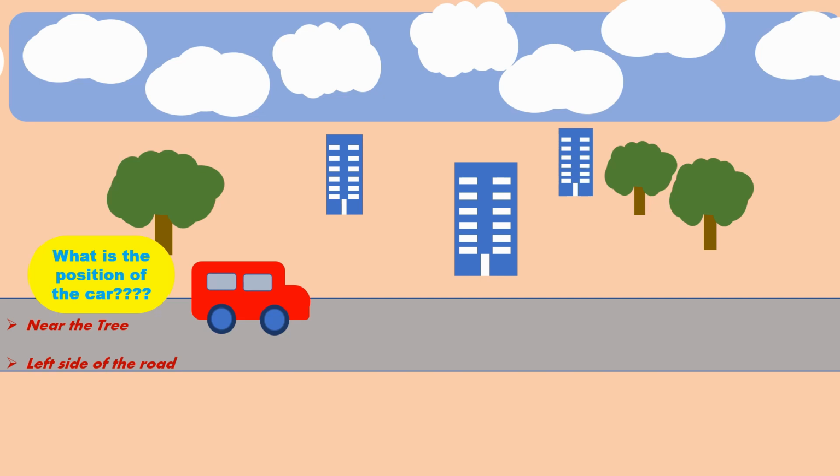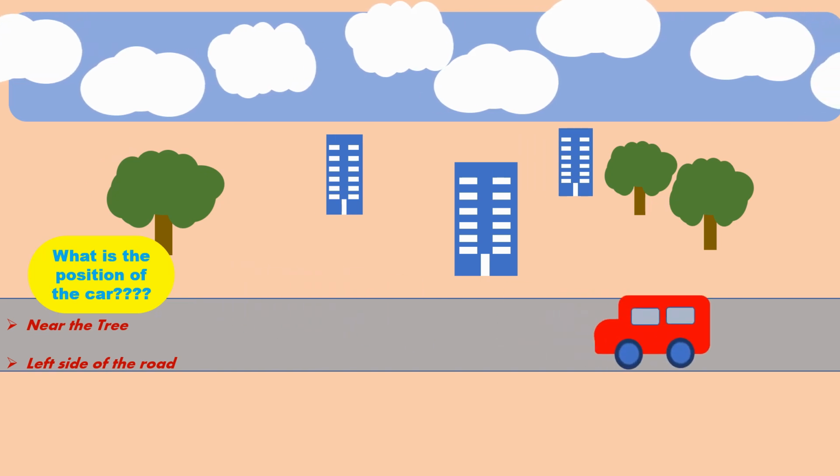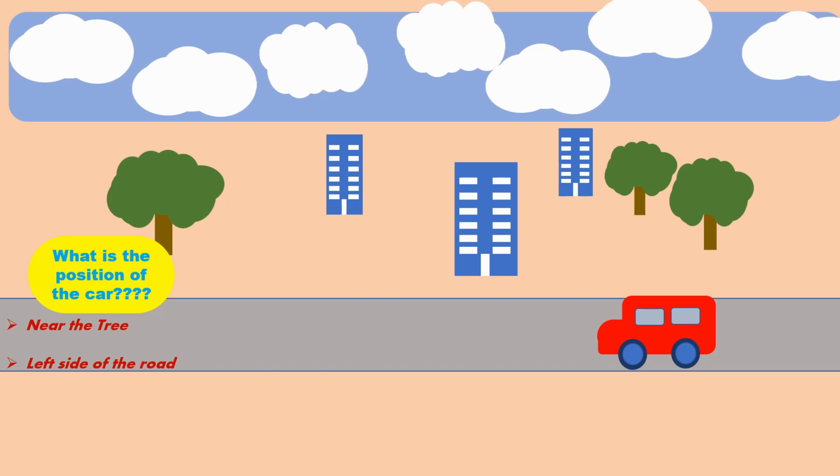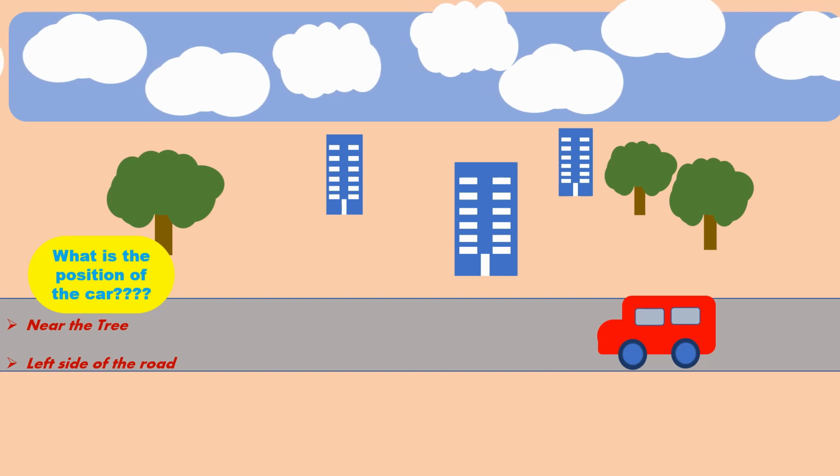But does that description hold up really well? Not really, because if the car takes a new position as shown here, the same description, that is, the car is near a tree or the car is at the left side of the road from the perspective of the driver, holds up for this position also. So our description of the position of the car is actually not very unique.